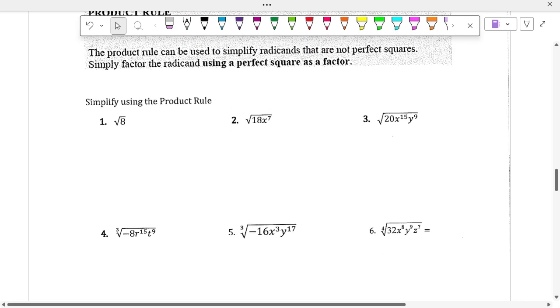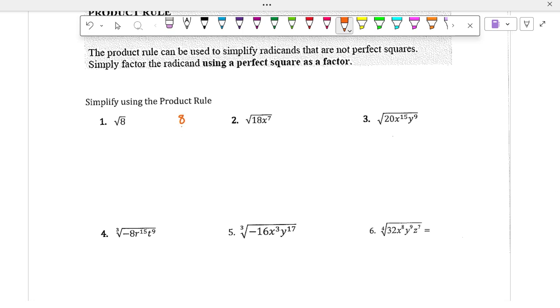So if I want to solve these using the product rule, all right, square root of 8 first off. So I make my factor tree, and I need to find a perfect square to rewrite. So this would be 2 and 4. 4 is my perfect square. So I'm going to rewrite this as the square root of 4 times the square root of 2. Well, square root of 4 is just 2. This would be 2 square root 2.